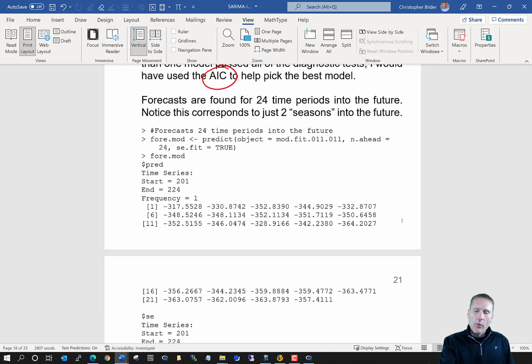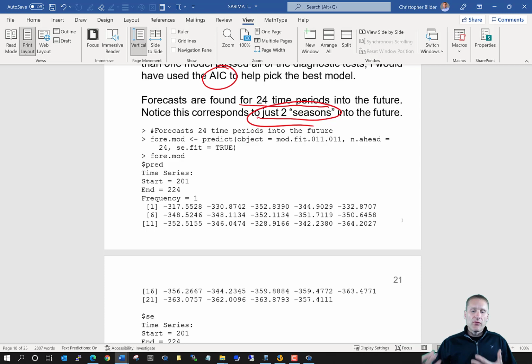What we're going to do is look at forecasts for the first 24 time points into the future. Now that might seem like a lot, but in fact it's just 2 seasons with this seasonality component that we have of season 12. So that's why I'm going that far into the future, so we can get a good idea of whether this model is doing well for the seasonality aspect.